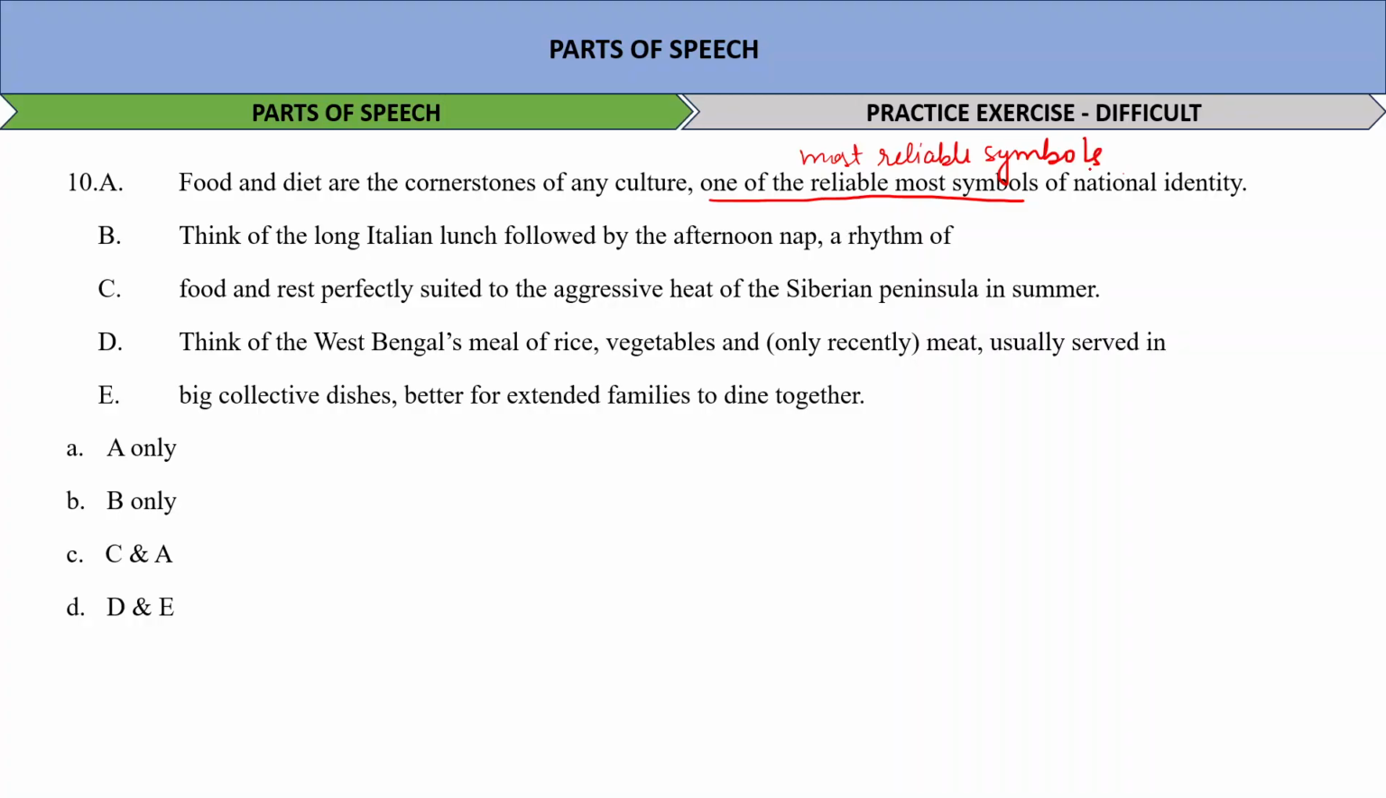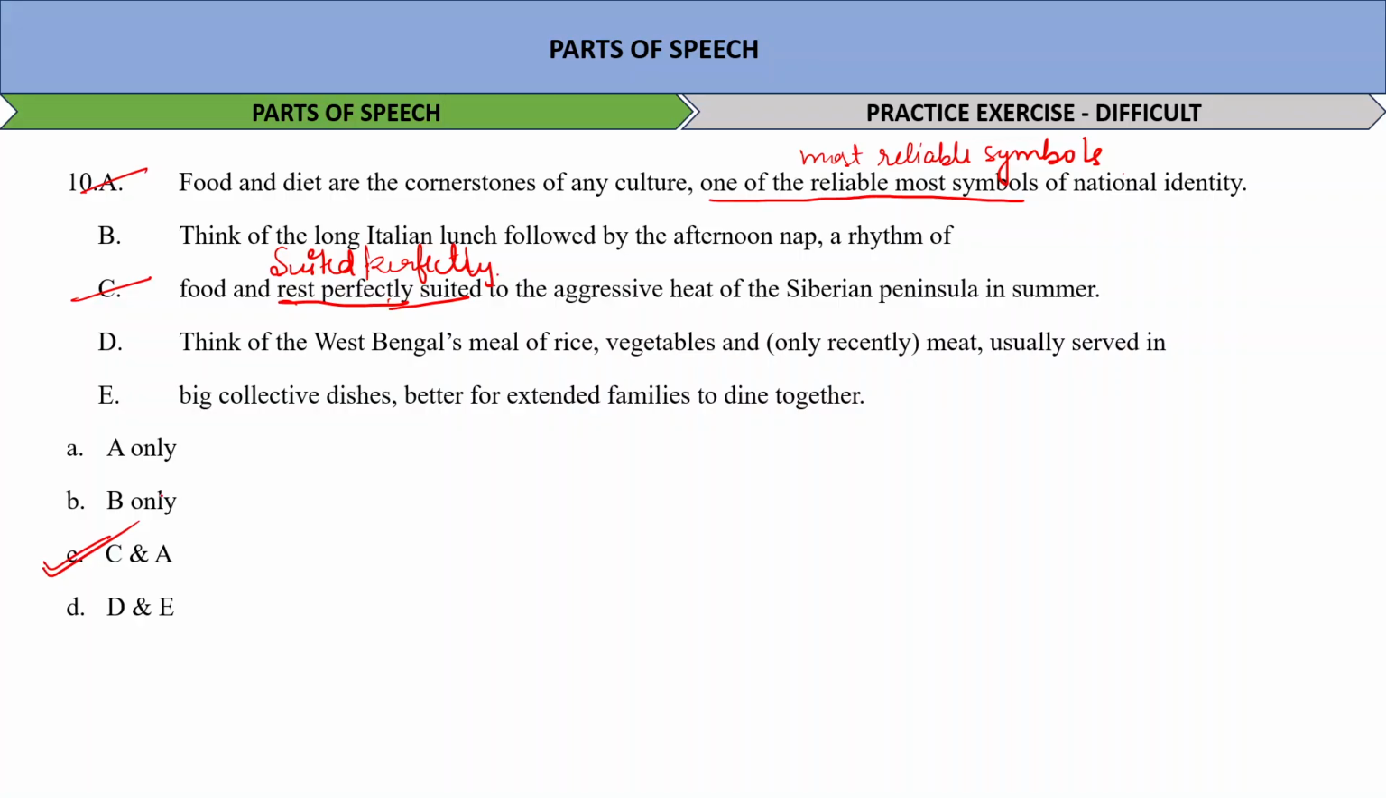First thing first, and then in sentence C, when I was reading, I just could stop here. Not rest perfectly, suited perfectly. Right? So there is an error in option number A and option number C, and hence sentence A and C are in option number C, right?